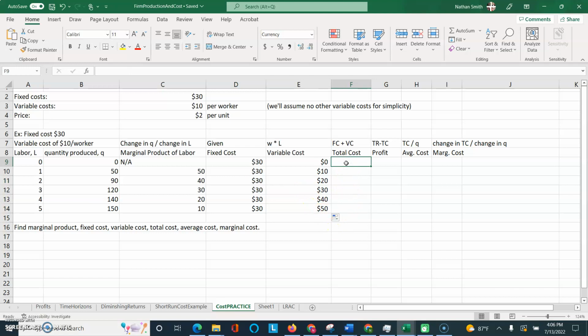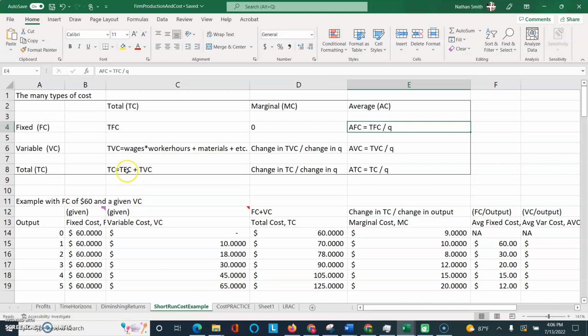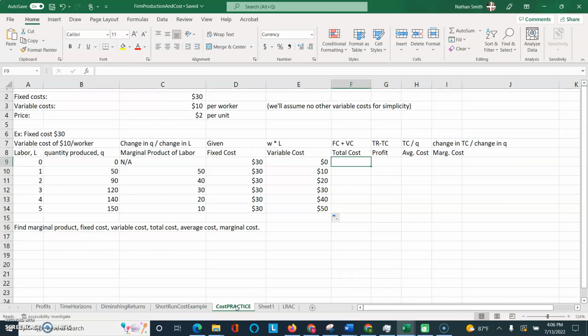All right, now total, again, go back and look at your definition. Total is simply the sum of fixed and variable. Okay, so I'm going to do equal fixed plus variable. All right, drag that down. Okay, done with that column.